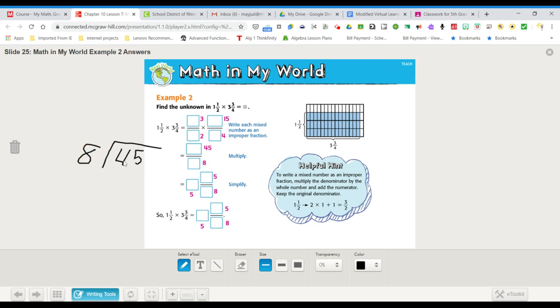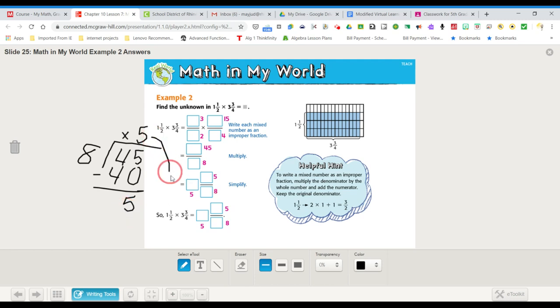8 goes into 4 0 times, so I'm going to put an X there. 8 goes into 45 5 times, and 8 times 5 is 40. So we would subtract that off, and we would have a remainder of 5. So I want to show you where this 5 5/8 comes from.